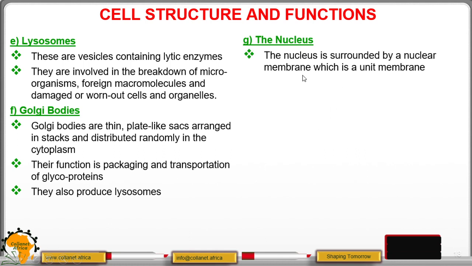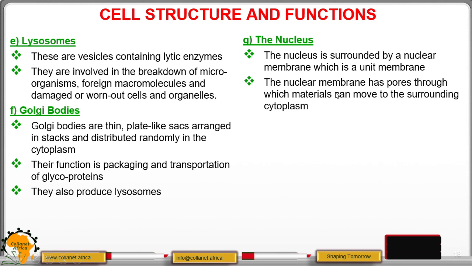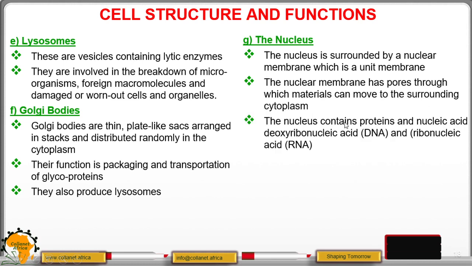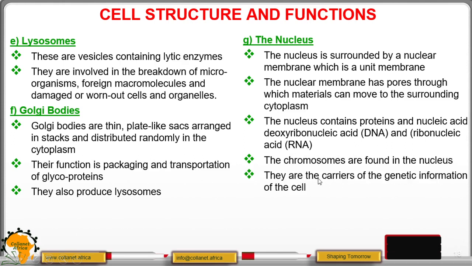The nucleus. The nucleus is surrounded by a nuclear membrane, which is a unit membrane. The nuclear membrane has pores to allow materials to move to the cytoplasm. Nucleus contains protein and nucleic acid, DNA or deoxyribonucleic acid, and ribonucleic acid. Chromosomes are found in the nucleus. These chromosomes carry genetic information in form of genes or DNA.